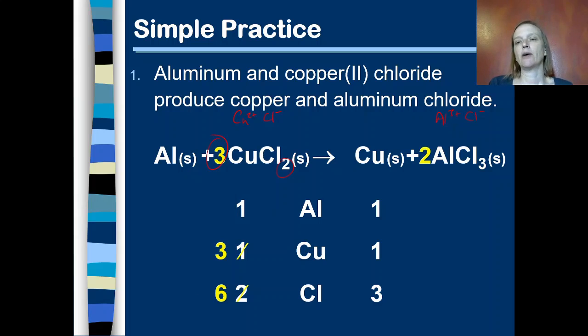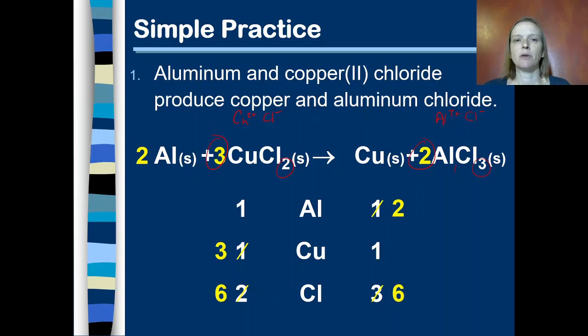And on the right side of the equation, my coefficient in front of the aluminum chloride is going to be 2. So that I'm going to have 2 aluminums and 6 chlorines. Again, it's because 2 times 3 is 6. Aluminum doesn't have any number next to it, so the implication is that there's just 1 aluminum there. All right, great. The chlorines are balanced, but I made my coppers unbalanced and I made my aluminums unbalanced. So now we have to go back and fix that.